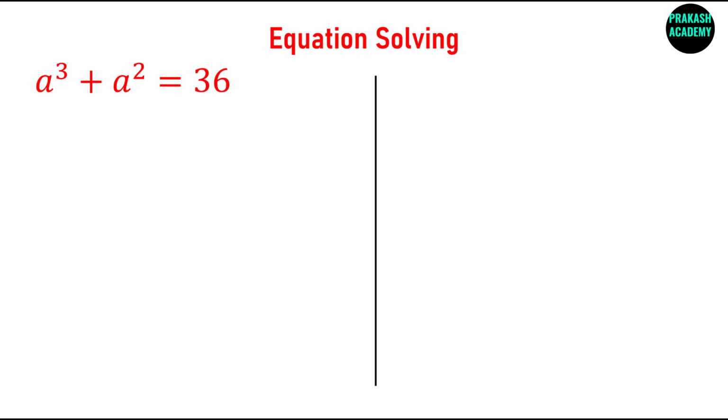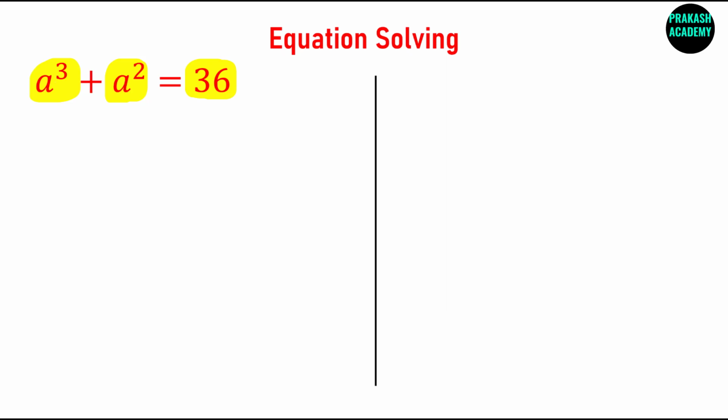So in this problem we have a cubic equation and we have to find the value of a. The cubic equation is a cube plus a square is equal to 36. If you have a 2-degree equation like a quadratic equation, it is easy to solve because you can find the roots using a formula, that is minus b plus minus square root of b square minus 4ac divided by 2a.